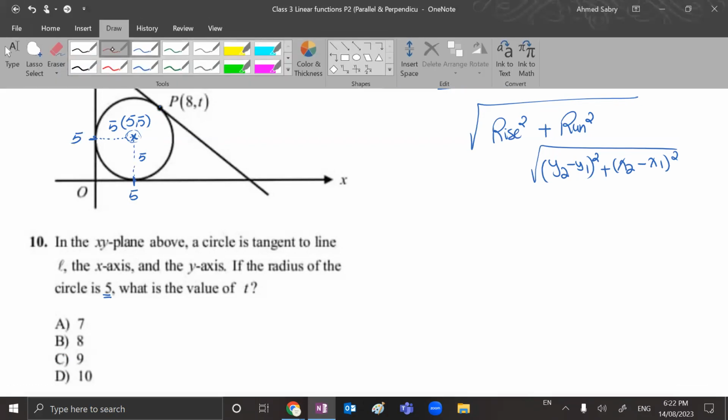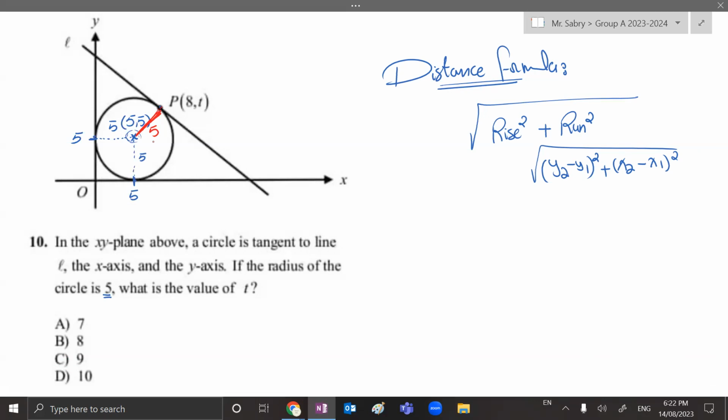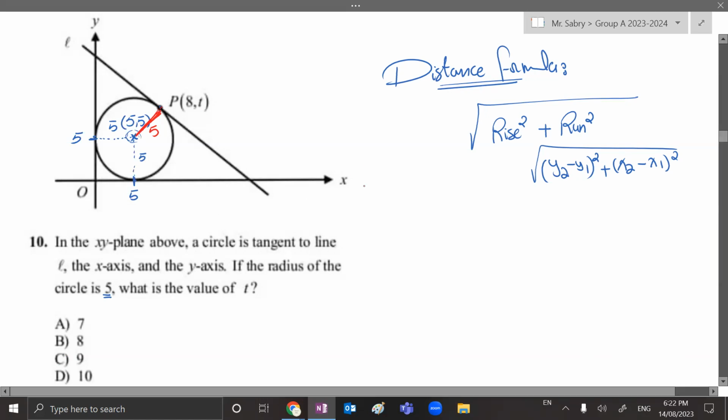Right. Now, how do we move next? According to the idea of a circle, the distance from the center to any point on the circumference of the circle is called a radius, which then means that this is a radius, so the distance here is 5. So now I have 2 points that I know the distance of, so I'll use the rule that I know for the distance. How do I find the distance between any 2 points? I have the point 8 and t, and I have the other point as 5 and 5.